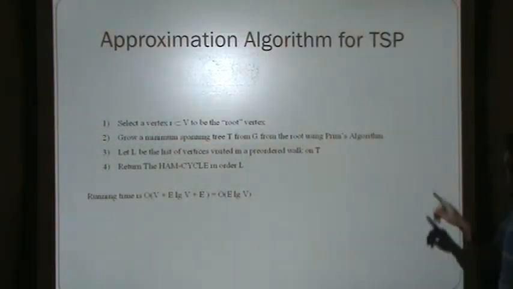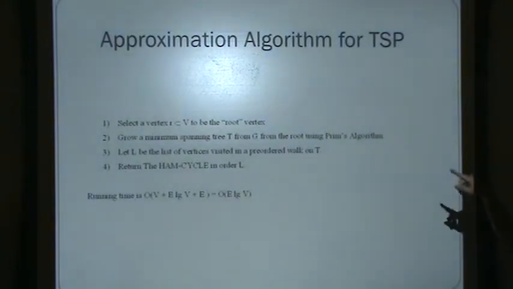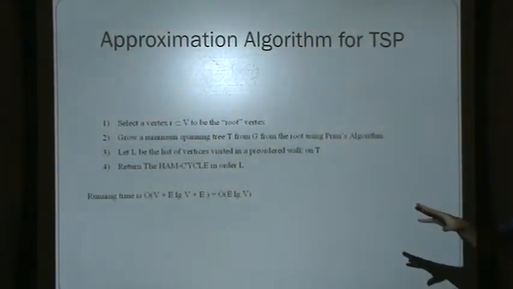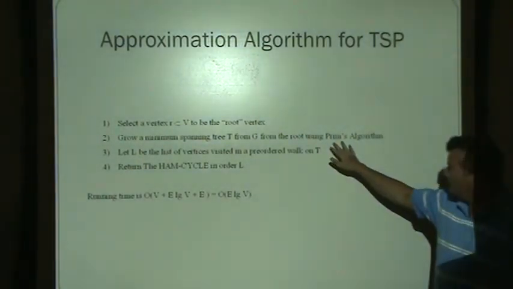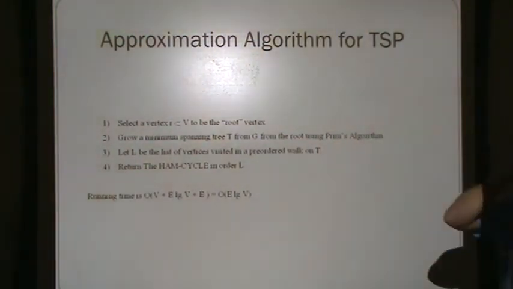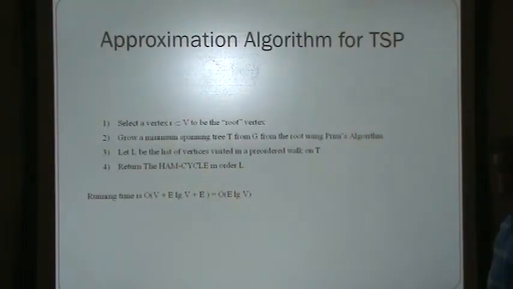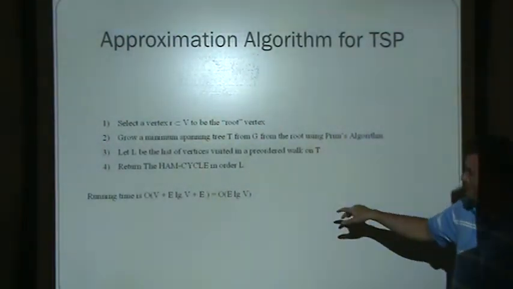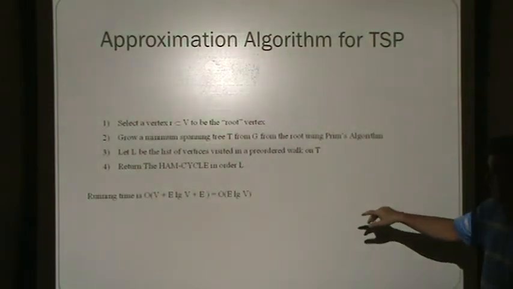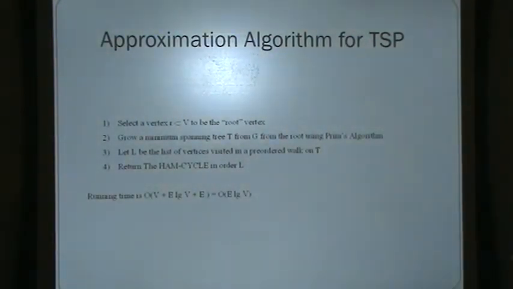So if we follow Prim's algorithm, we pick a point like a starting point, follow Prim's algorithm, and build a minimum spanning tree. That we know we can do in, I forgot what the running time of Prim's algorithm was, but it was something like V log V plus E, or it was obviously something polynomial, something that can be done very quickly. And then take that answer, that minimum spanning tree, and just visit all the nodes in a pre-ordered walk through them.